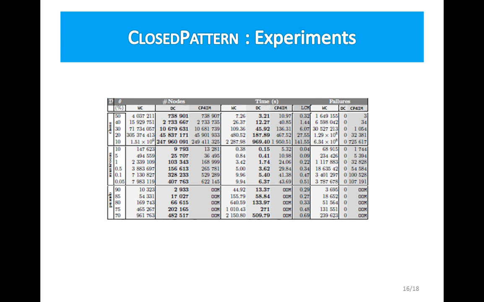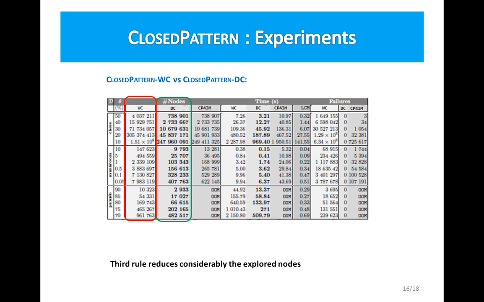So I present some results on three different datasets with different characteristics. We start by comparing the two variants of the global constraint. Here we can see that the third rule considerably reduced the number of explored nodes. In terms of time, the strong version of the global constraint is always faster than the weak version.